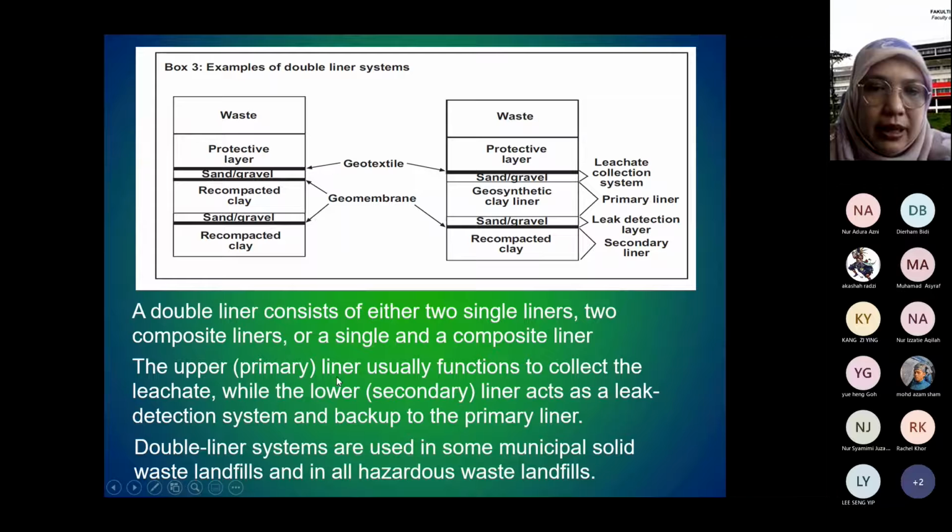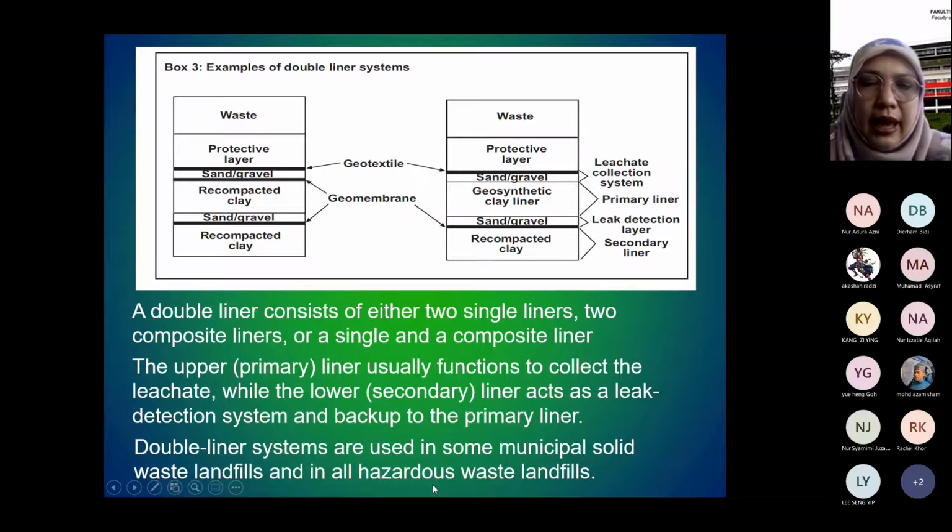The upper or primary liner usually functions to collect the leachate, while the lower secondary liner acts as a leak detection system and backup to the primary liner. So this is more robust, to ensure maximum protection and that minimum pollution can be released from the cell.